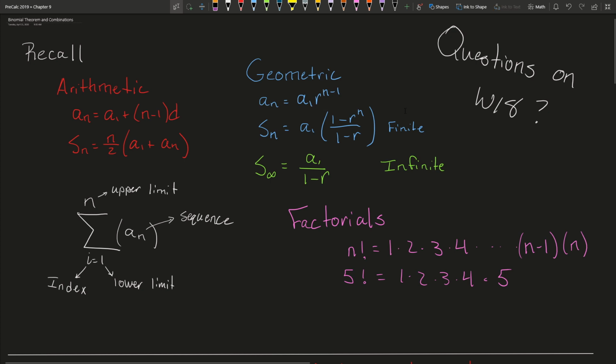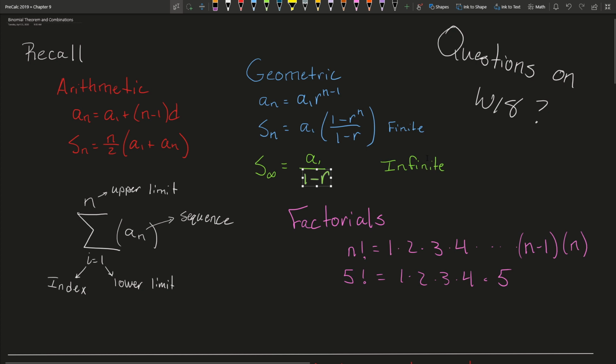And then we have two equations for sums. We have sums of a finite sequence and sums of an infinite sequence. The sum of the finite sequence is where a sequence just stops at some number. To find that, you multiply the first term times 1 minus your common ratio to the power of n, over 1 minus your common ratio. And then to get the sum of an infinite sequence, you divide the first term by 1 minus r.